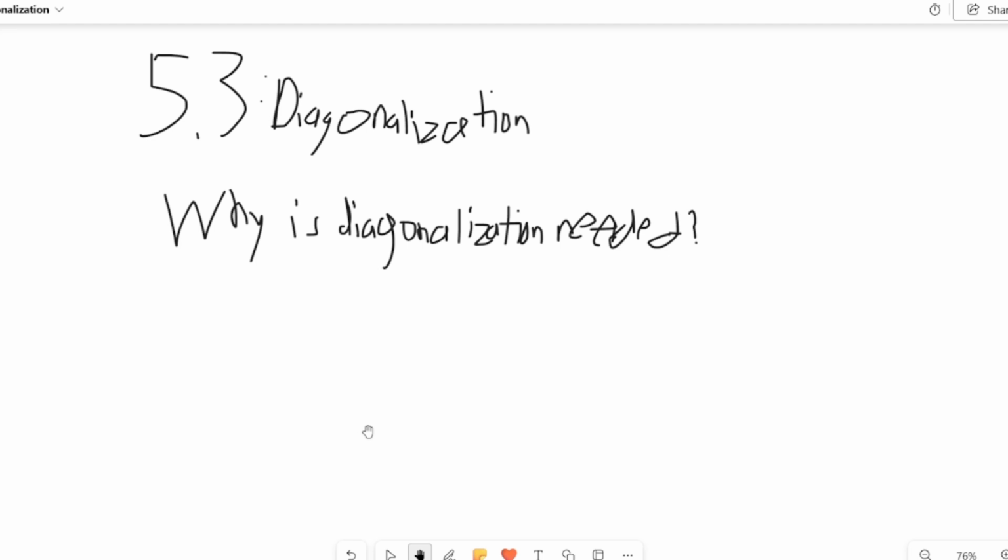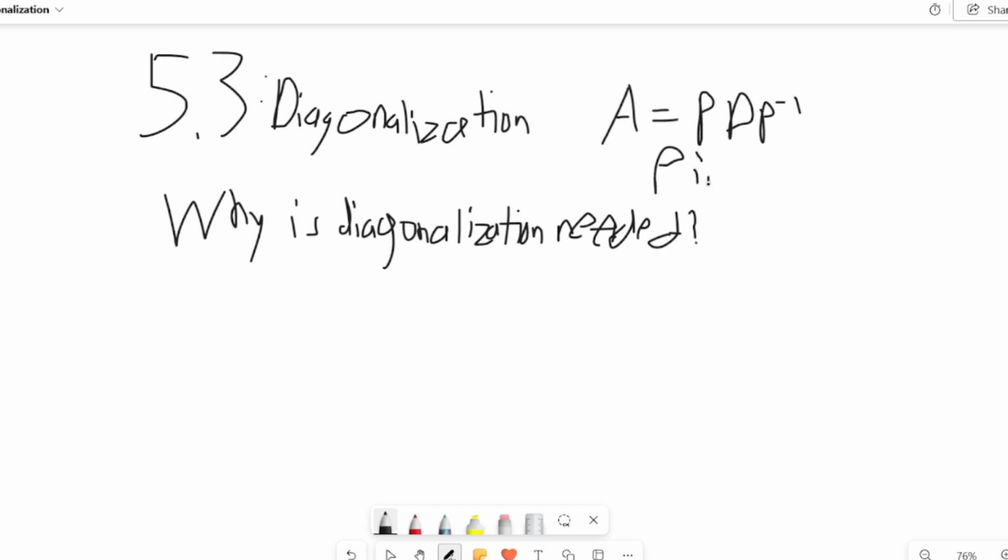With diagonalization, you're going to have this type of factorization where you have a matrix A, and let's say this matrix is diagonalizable. We can say A equals the invertible matrix P times D times P minus 1. That's P inverse, so P is invertible, and D is of course a diagonal matrix. These are the conditions for diagonalization factorization.